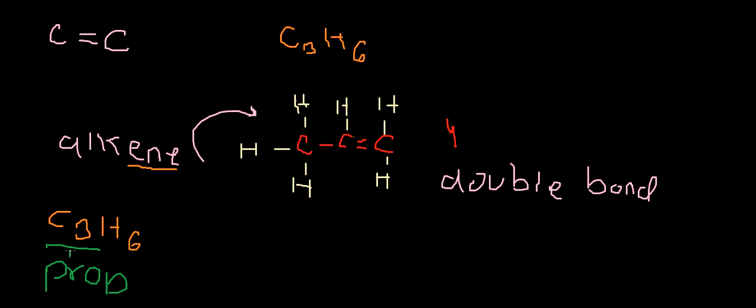As there are double carbon bonds in this molecule, the suffix will be ene, and it will not be the ane of alkane, it will be the ene of alkene. So prop plus ene. So the C3H6 molecule that I have drawn is propene.